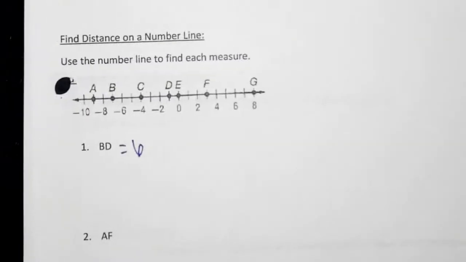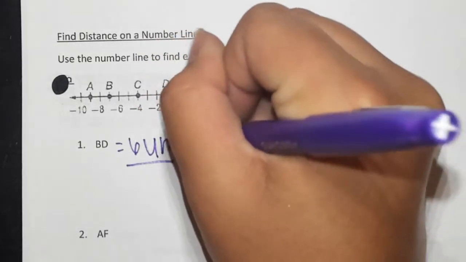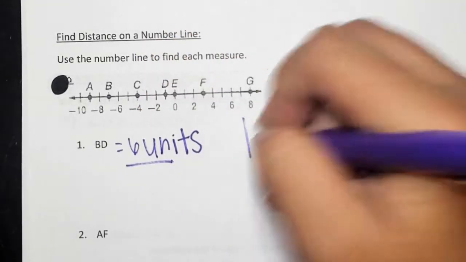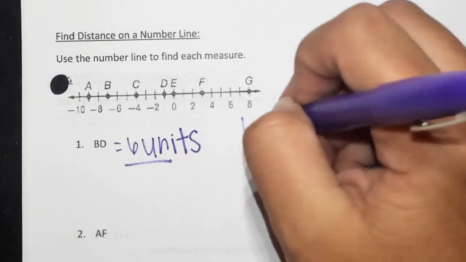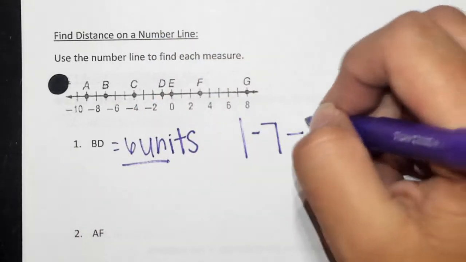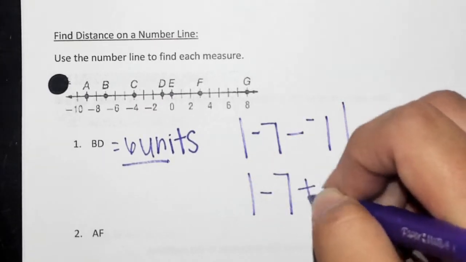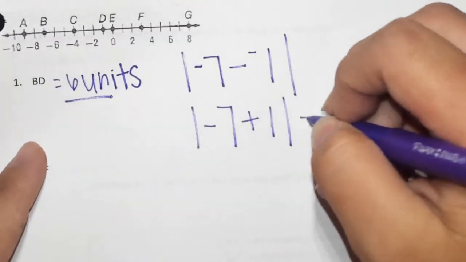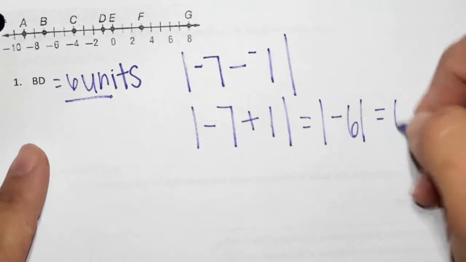You can. I mean, if there's not a unit, I'm not going to count you off. But if there is a unit and you don't put it, then I will. So 6 units. So if you want to use the formula, you just have to use absolute values. So B is -7 minus whatever D is, which is -1. Well, that turns into -7 plus 1, right, because keep it switch. -7 plus 1 is equal to the absolute value of -6, which equals 6.